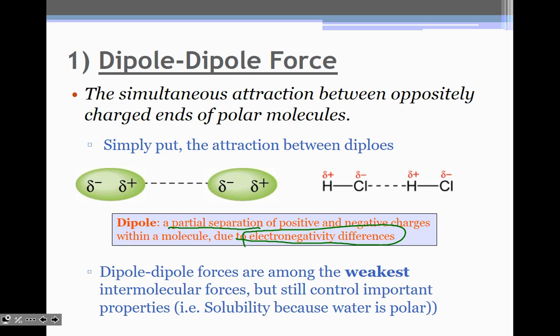Dipole-dipole forces are among the weakest intermolecular forces, but still control important properties, such as solubility. Because water is polar. So remember, like dissolves like. Only polar molecules will be dissolved in water. Molecules that are nonpolar will not dissolve in water because water is polar.